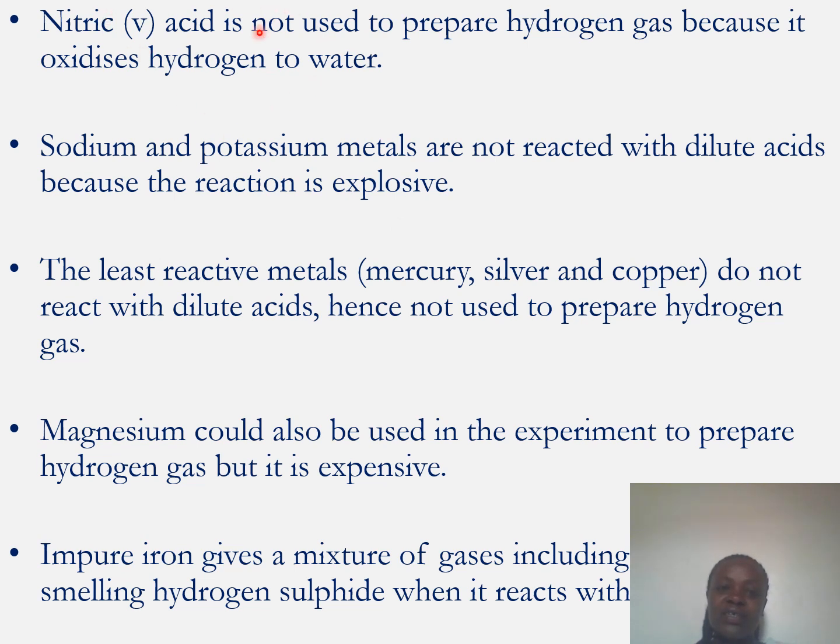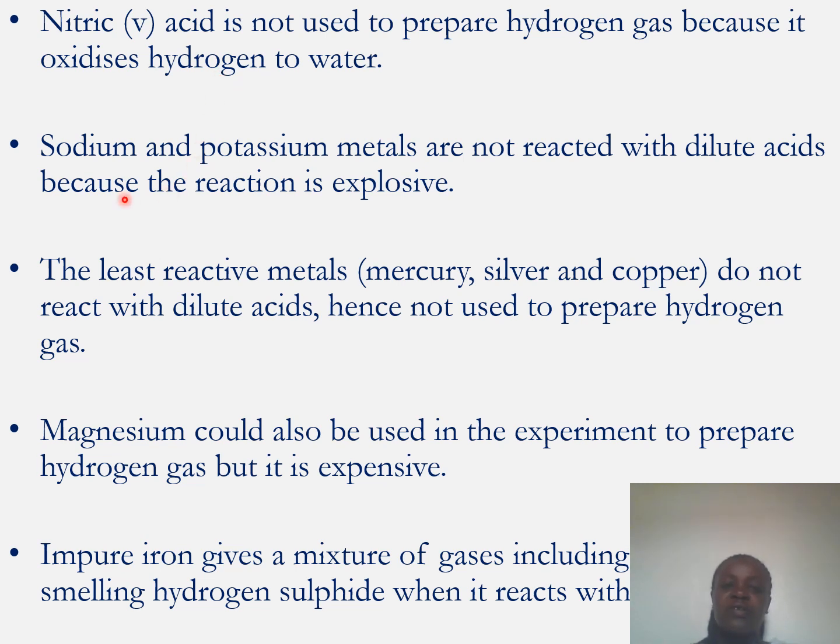Nitric 5 acid is also not used to prepare hydrogen gas. Reason: nitric 5 acid oxidizes the hydrogen being produced to water. So there's no way we can be producing hydrogen and then we oxidize it to water. So we want to collect our hydrogen. So we cannot use nitric 5 acid because it oxidizes hydrogen to water. So that is a question that can be tested and be asked, why we do not use nitric 5 acid. The reason, we will say, it oxidizes hydrogen being produced to water.